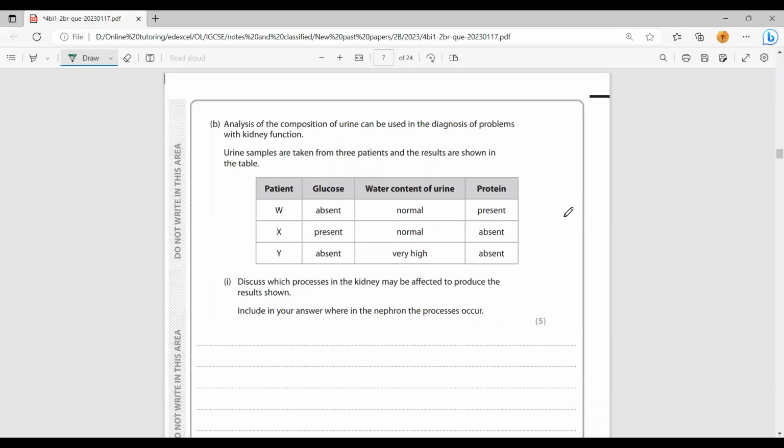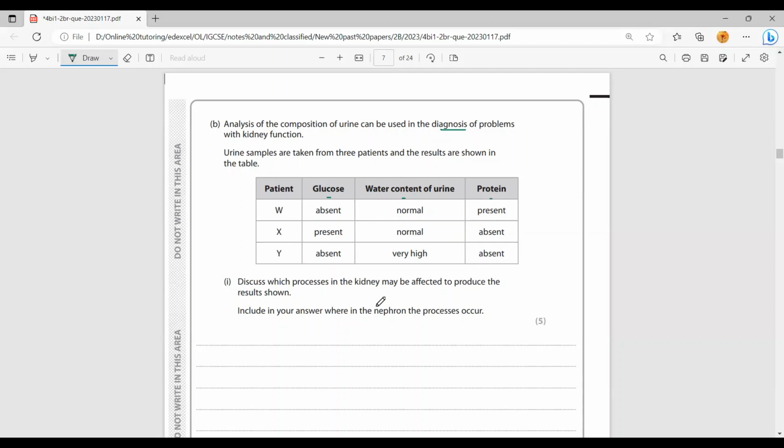Analysis of the composition of urine can be used in the diagnosis of problems with kidney function. Diagnosis means to know what's the problem, okay? To know what's exactly the disease. Urine samples are taken from 3 patients and the results are shown in the table. I have patients W, X and Y, and here is their urine analysis according to glucose, water content of urine and protein.